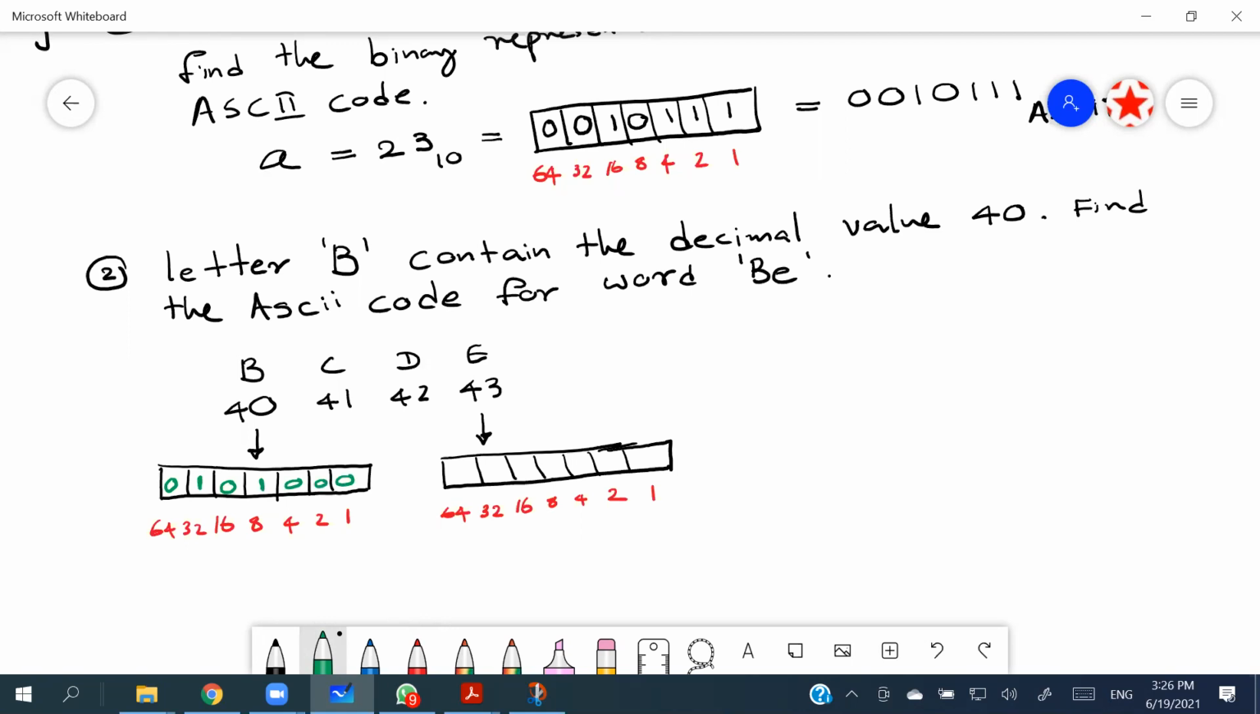So this is the value of the B, right? And E is 43. So we don't need 64. We need 32 plus 8, it is 40. Plus 2, it is 42. And plus 1, it is 43. So the rest of the things are zero.